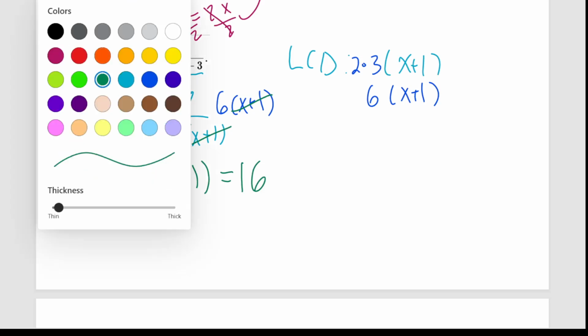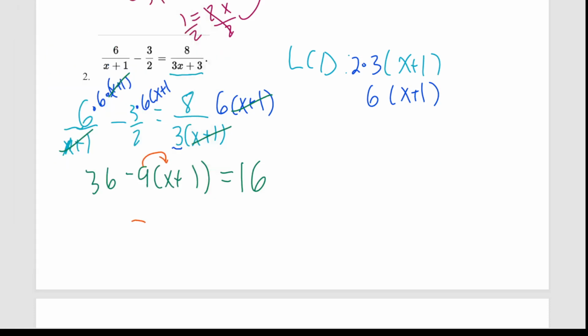Now we want to keep on simplifying. So in particular, negative 9 times x gets us negative 9x. Negative 9 times 1 gets us a negative 9. Drop down to 36. 36 minus 9 is going to get us 27.